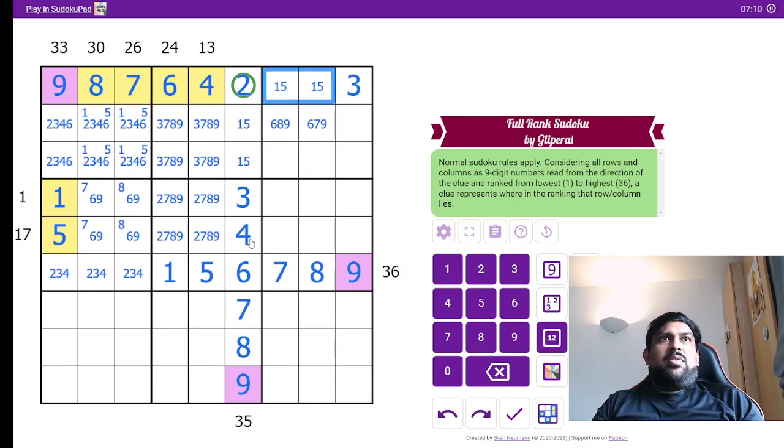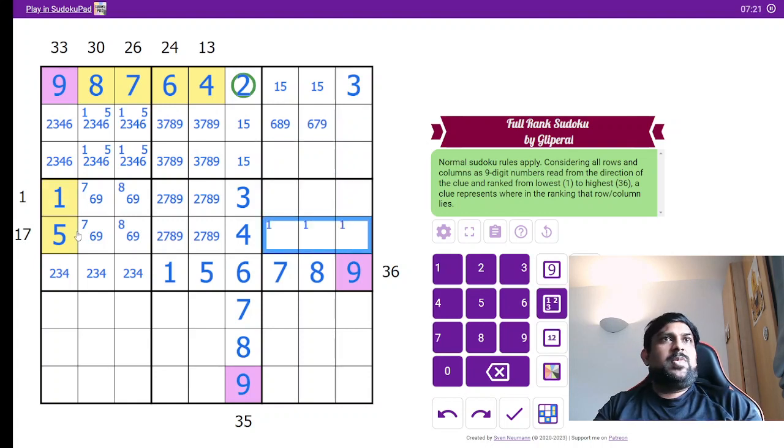Great. So this is 1 and 5. So what are we left with? We have a couple of digits to work out here. Let's look at this box for now. So the 1 looks here. The 5 looks here. Great.